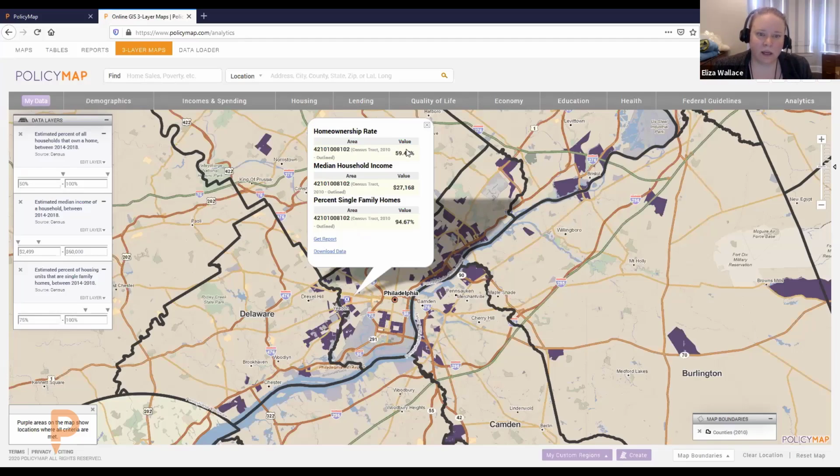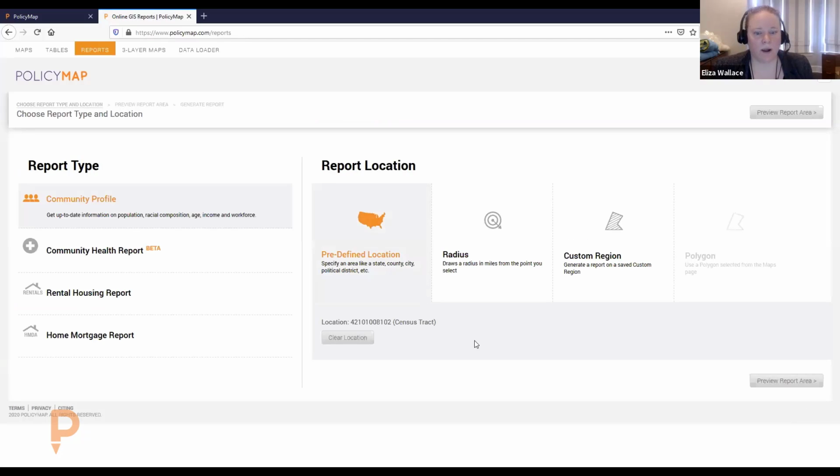So you can see, here I'm signed in, so I can see the exact home ownership rates. It's a high ownership rate, nearly 60%. Median household income is pretty low. It's about half of what the national median household income is. And it's also got a high percent of homes that are single family homes, like the one I'm sitting in. So I'm going to switch over and get the report, and let's start with just a community profile.